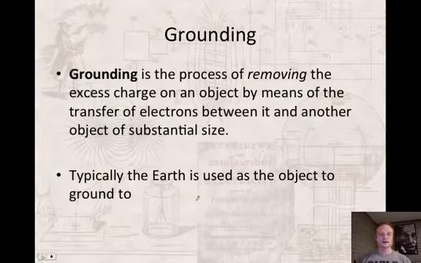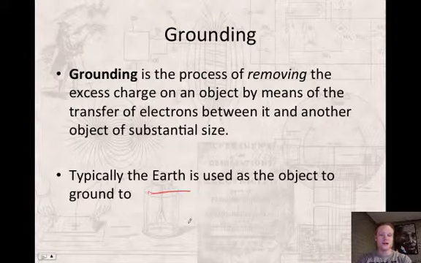Now, before we talk about charging, I just wanted to quickly discuss this idea called grounding. You probably have heard of it before. Grounding is the process of removing excess charge on an object by having a way for the electrons to transfer between it and another object of substantial size. So if I become charged, there should be a way that I could ground myself and release that charge into another large object. Typically, we use the Earth, because the Earth is so huge and so massive, it can take a lot of electrons with relative ease.